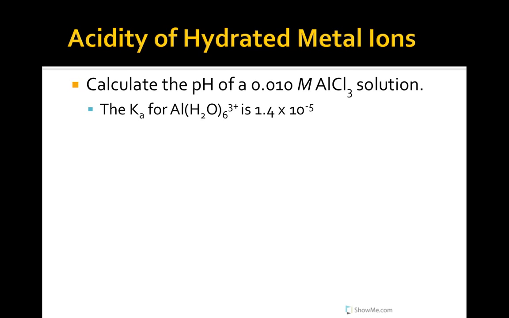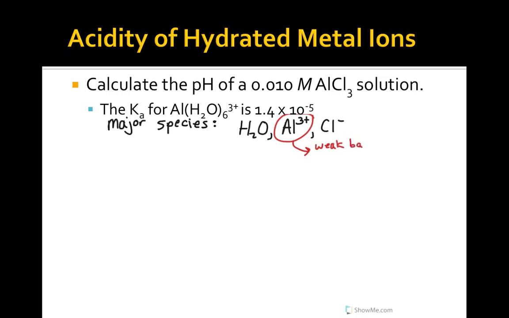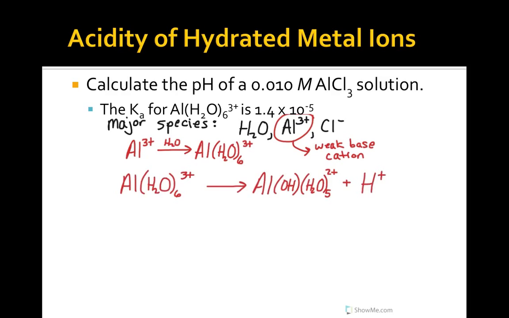So how could we calculate the pH of a 0.010 molar aluminum chloride solution? The Ka for the hydrated aluminum ion complex is 1.4 times 10 to the negative fifth. To begin, what's actually present in solution? There are water molecules, aluminum ions, and chloride ions. The aluminum ion is a cation of a weak base, so it has acidic properties. The aluminum ion will become hydrated. As a result, the reaction that produces hydrogen ions for this solution is the dissociation of that hydrated aluminum complex.